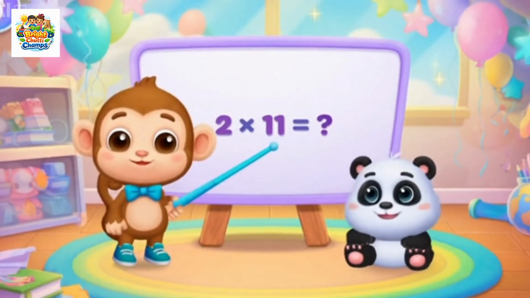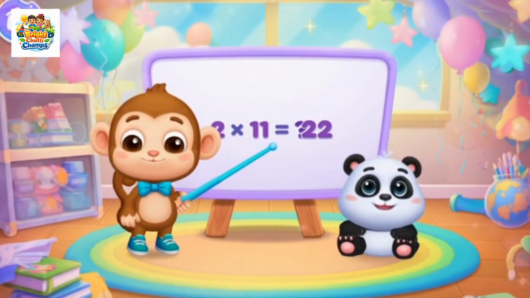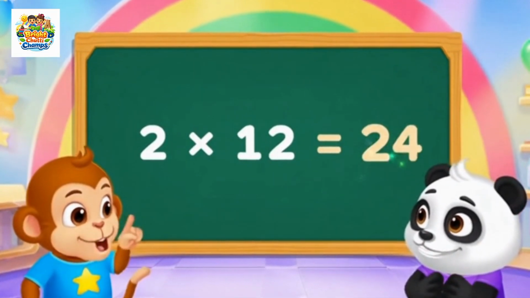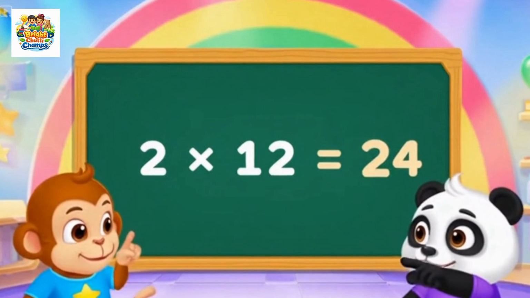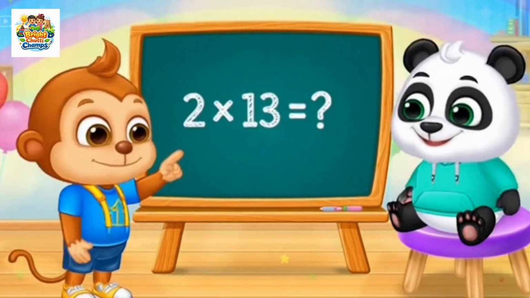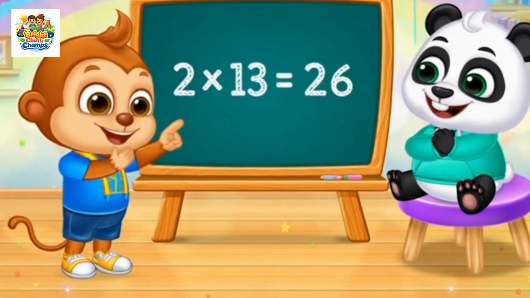Can you solve this one? 2 times 11 equals 22. Let's keep going. 2 times 12 equals 24. Can you guess? 2 times 13 equals 26.